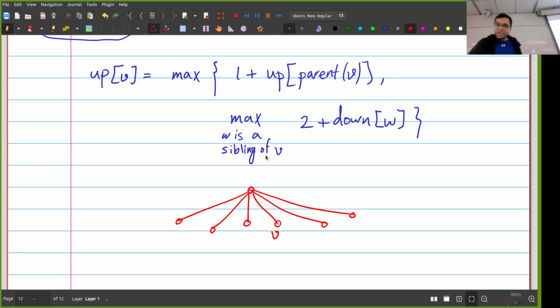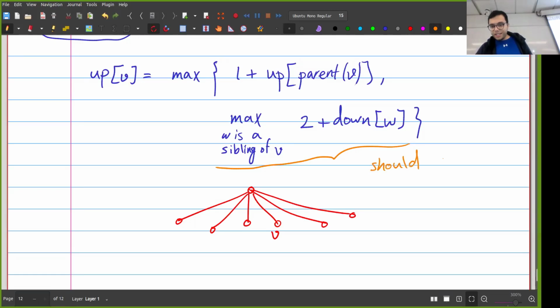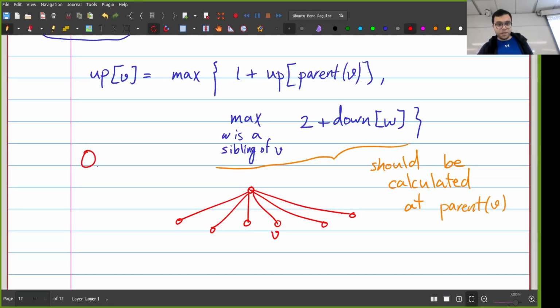So that's how you can make this O(n). So again, this part should be calculated at the parent. That's the parent of V. And this gives me a total runtime of O(n). But again, your choice, you can just do two DFSs, find the two endpoints, and then do a DFS from those endpoints and find the distances.